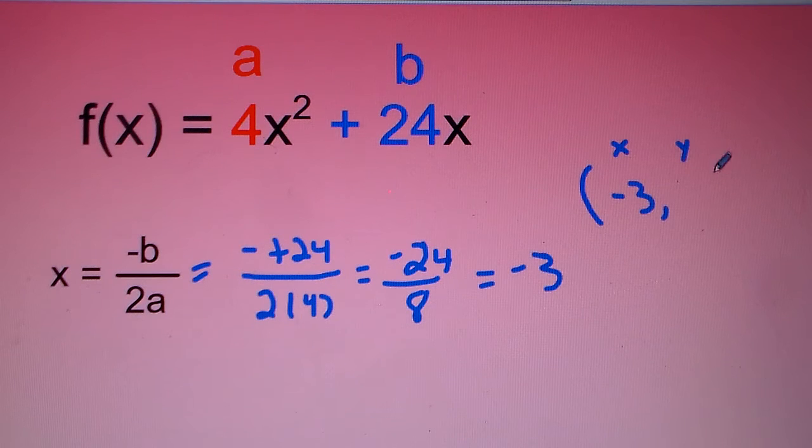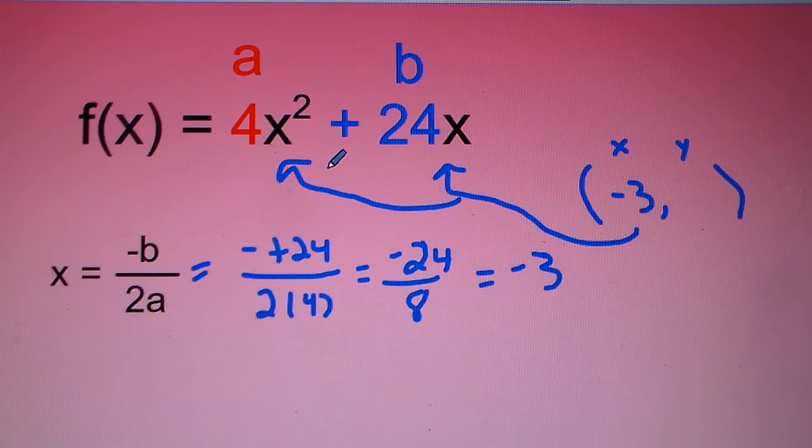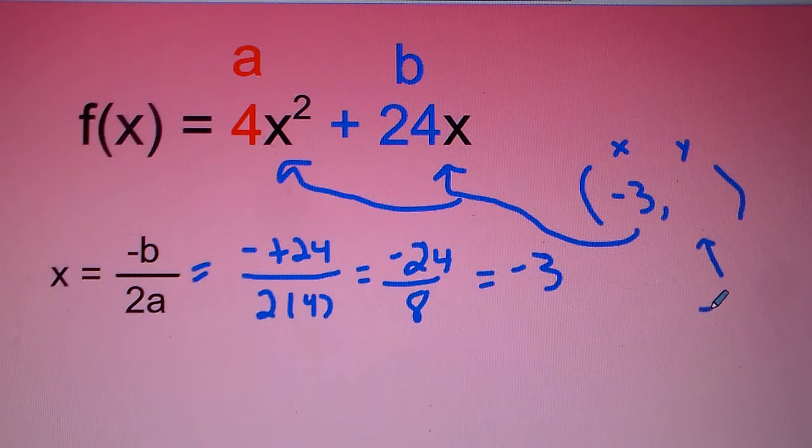And my y value, we're going to find out because we're going to put negative 3 in for x in both locations. So we do 4 parentheses, negative 3 close parentheses squared, plus 24 open parentheses, negative 3 close parentheses, and we're going to get negative 36. So our y value is negative 36. So the vertex is negative 3, negative 36.